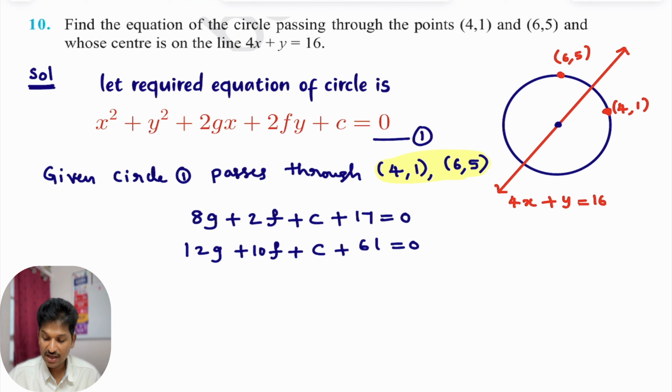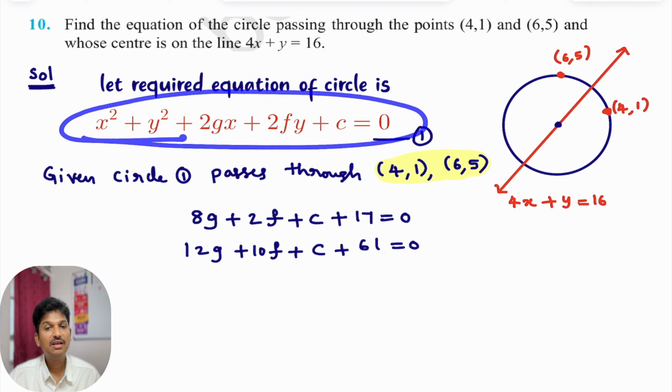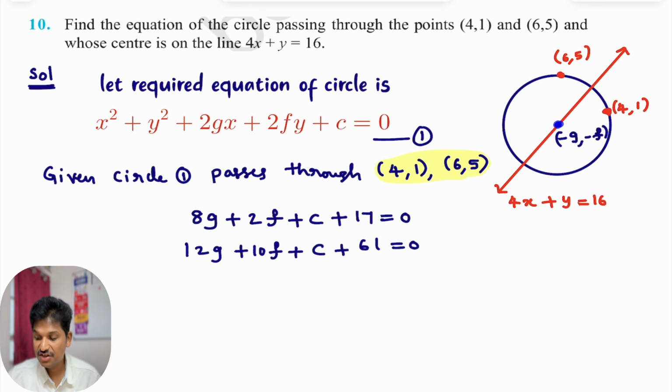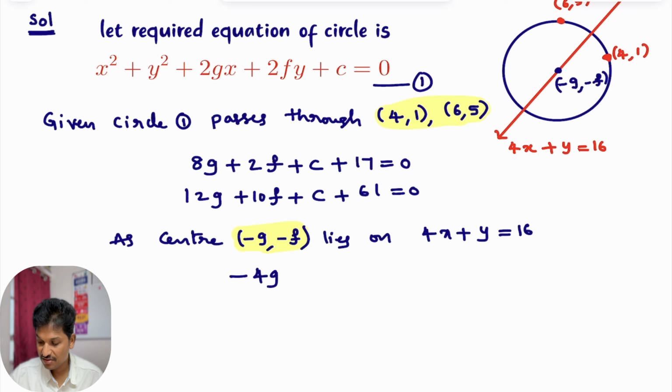As we learned in earlier classes, what is the center of this circle? The center of this circle is (minus g, minus f), right? You see here, this point (minus g, minus f) lies on this line equation. As it lies on this equation, we can substitute this point in this equation. It will satisfy. In place of x, you write minus g, so minus 4g. In place of y, you write minus f. And this 16 is there.